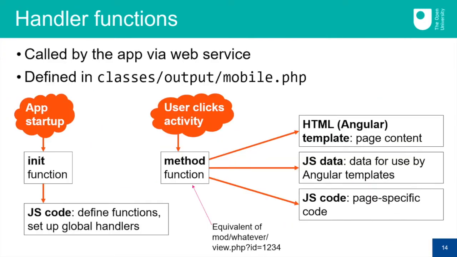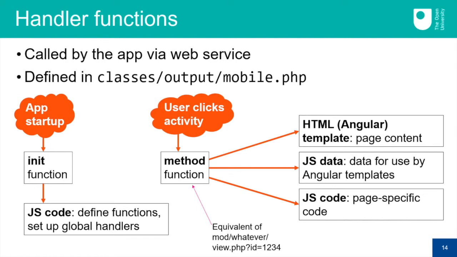So there are 2 handler functions that I showed there. They're both called by the app via a web service. That's a core web service you don't have to write. And they call functions in a class that you have to create in classes/output/mobile.php within your plugin. So when the app starts up, it will call the init function. And that function normally just returns some JavaScript code. And that can do things like define functions to be called by the other one. Or it could set up things that apply globally throughout the app, such as things to do with working out where links go.